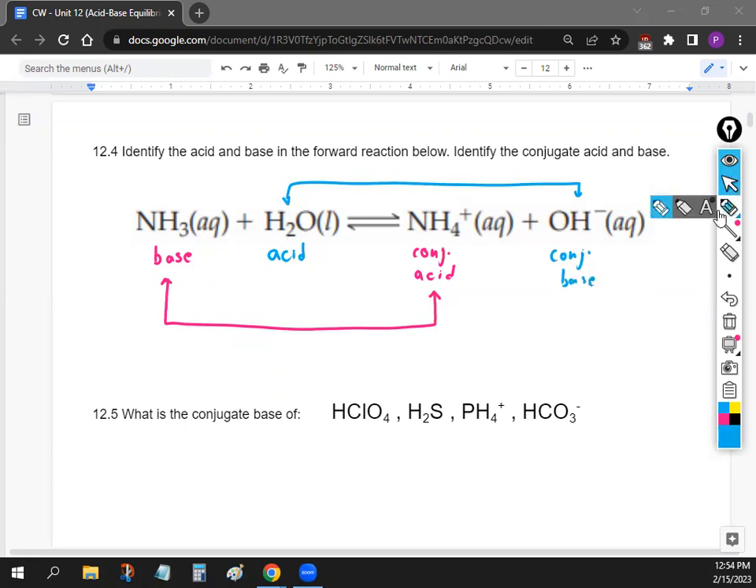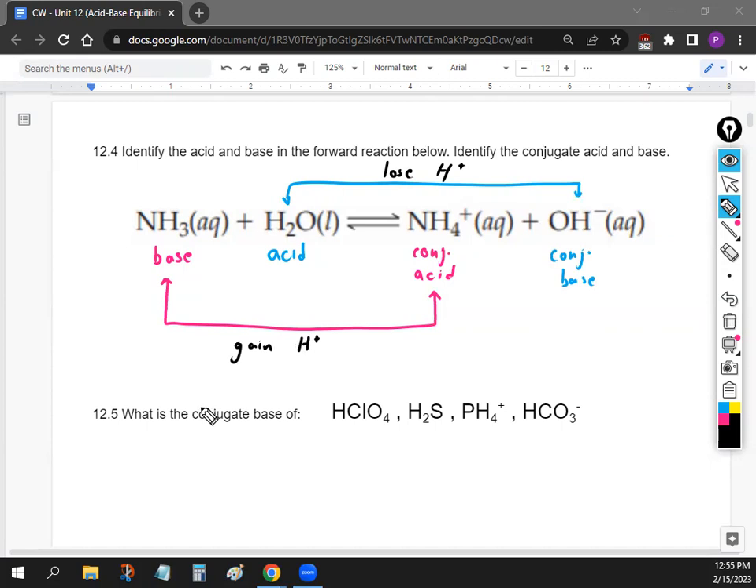If you want to jot this down to reinforce that knowledge: the conjugate base is going to lose a proton, whereas the conjugate acid is going to gain a proton. So conjugate bases lose an H plus relative to the acid, and a conjugate acid gains an H plus relative to the base. It's always hydrogen.